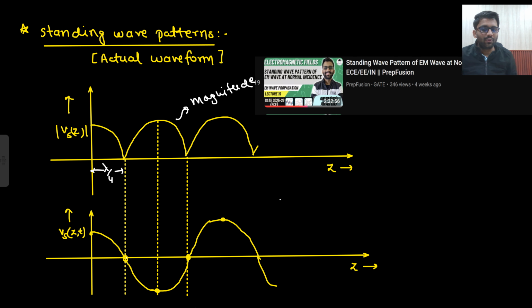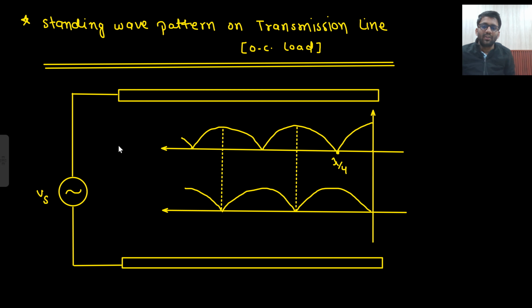Because on transmission line, what do you see? You always see a standing wave pattern. So this is my transmission line. I apply a voltage source here. It could be anything. It could be some V naught cos omega t. So I am giving a time varying voltage source here to this transmission line.